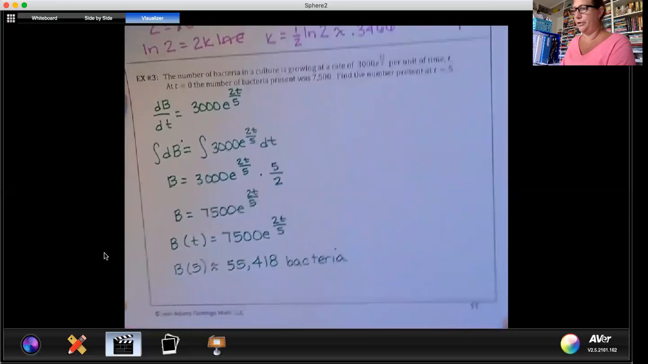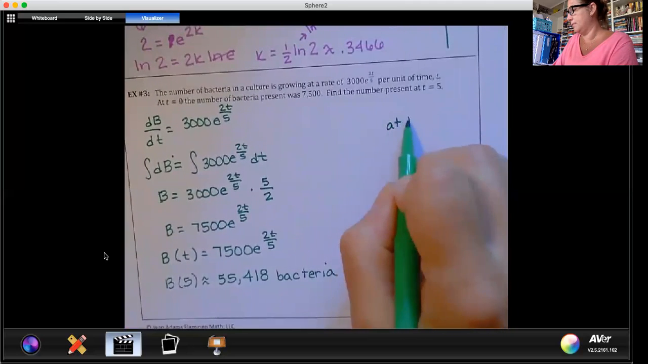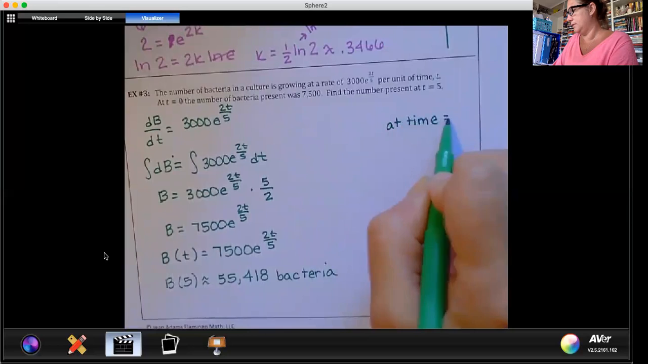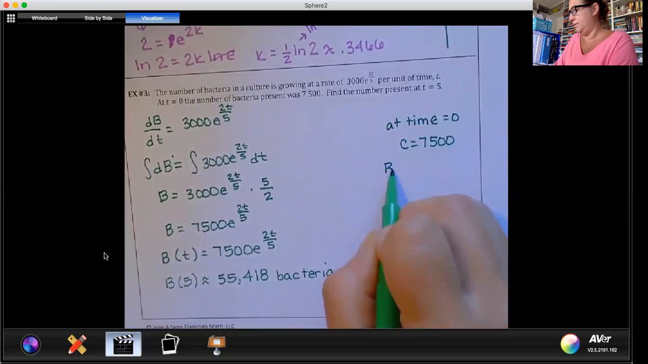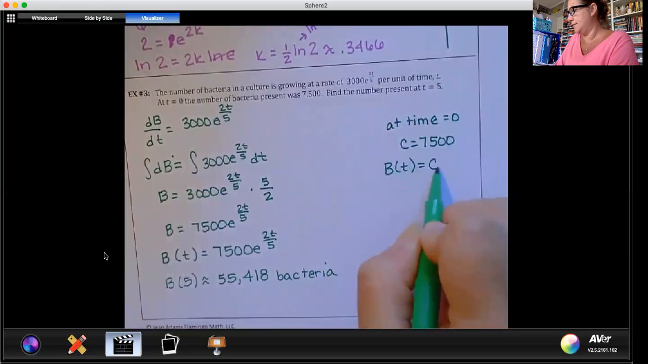And again, we knew that at time t equals 0, our number was 7,500, and we knew that we were using ce to the kt.